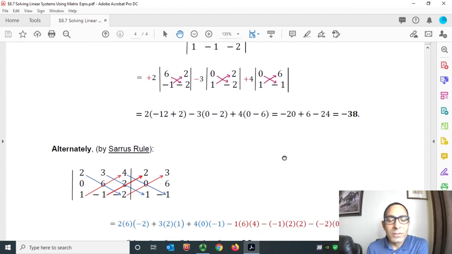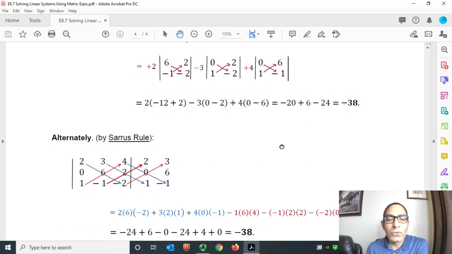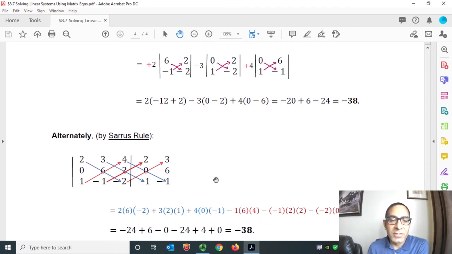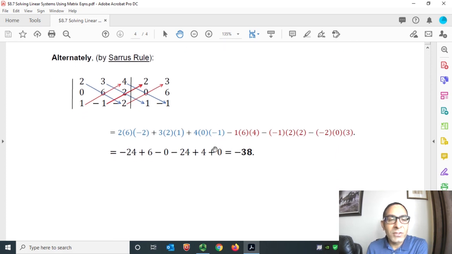Great, so next, let's use Sarrus rule to expand this 3x3 determinant. So here, in Sarrus rule, we join the first two columns. This is the given 3x3 determinant. This is the first column. This is the second column. We are joining them here. And we multiply diagonally, first this blue diagonal, and the other blue diagonals. And we add all the results of the blue diagonals.